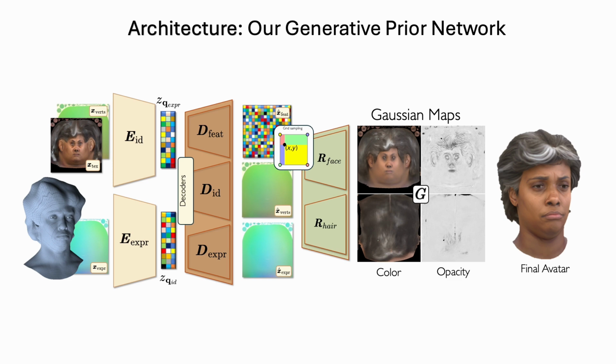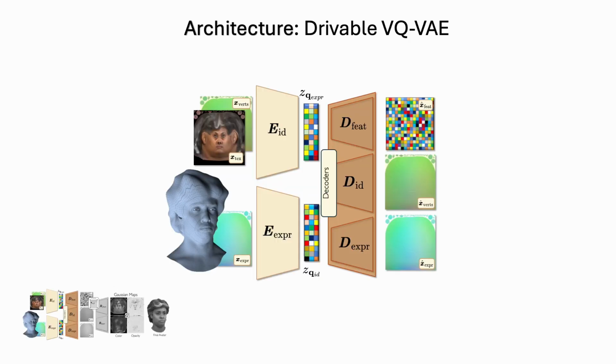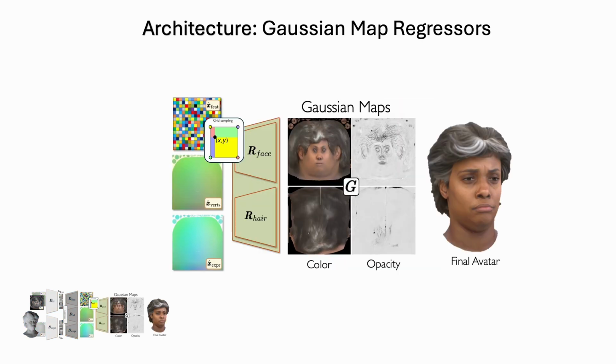SynShot's architecture consists of a VQ-VAE component and lightweight Gaussian map regressors, which generate dedicated maps with Gaussian primitives for each facial part, such as hair, face, or beard. Our dynamic prior feeds facial expression, color, and position maps into VQ-VAE encoders, which map them to a quantized latent space and decode them into feature maps. To generate the final avatar, we use lightweight regressors that, based on the intermediate feature maps, predict the 3D Gaussian primitives, which can then be splatted to an image.